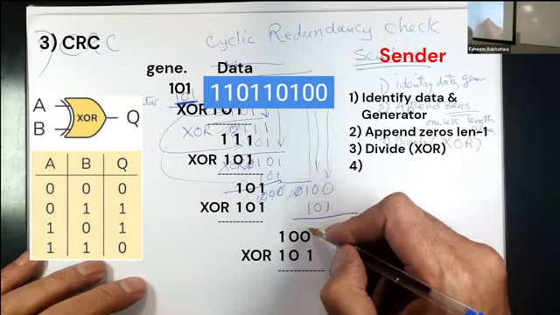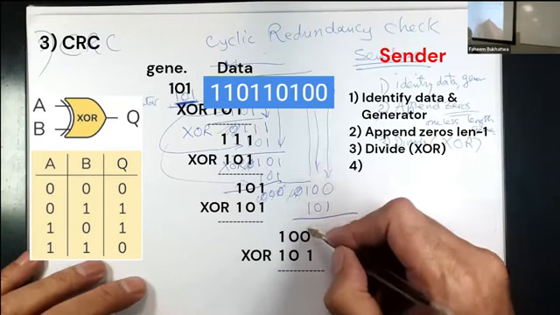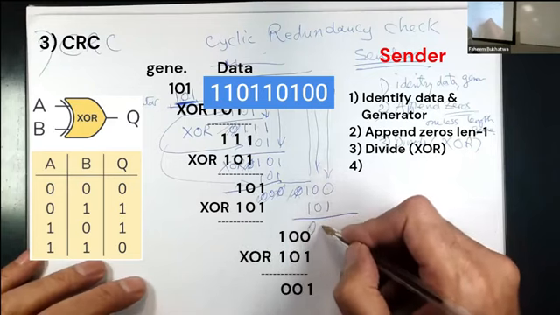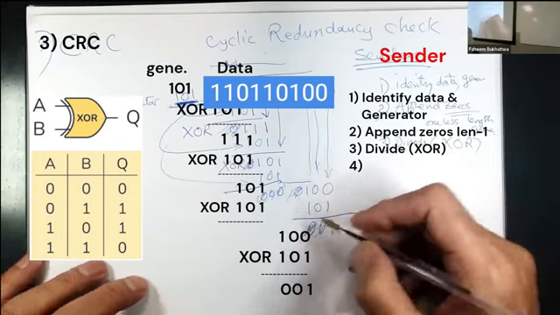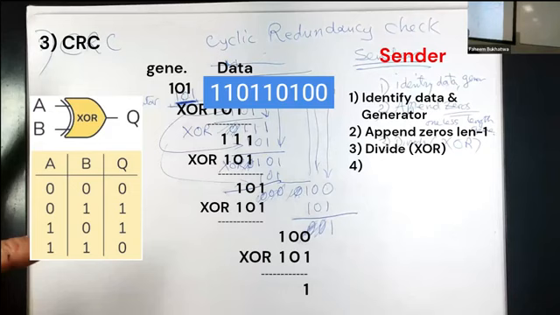0. 1 0, is it? 0. 0 1, is it? 0. 0 1. That's it. And we get rid of the zeros on the left, and we continue. That's it. There's no more.